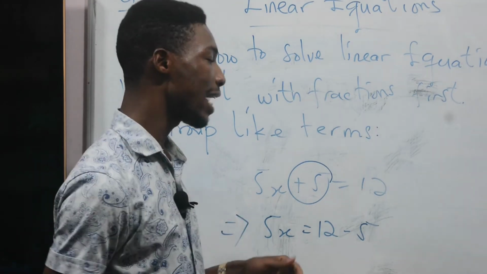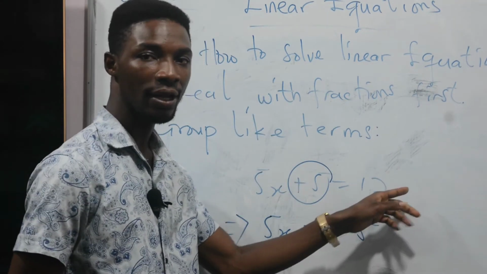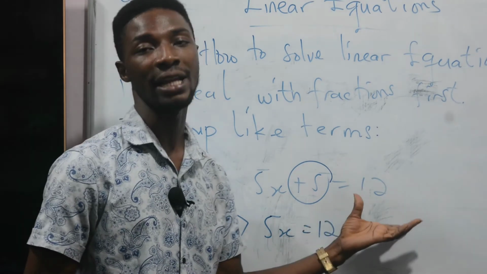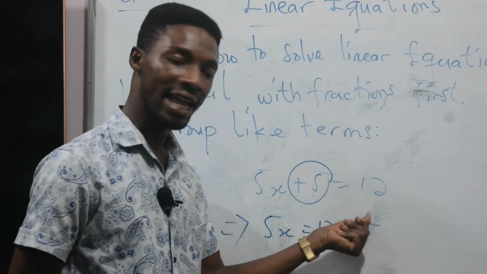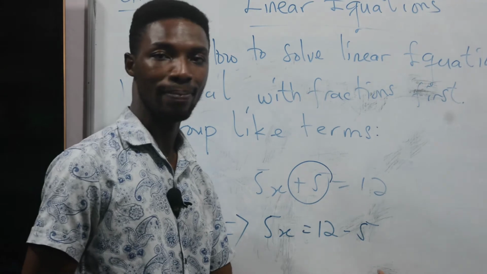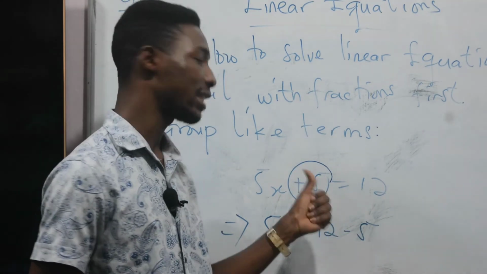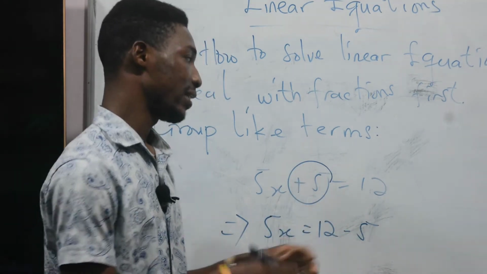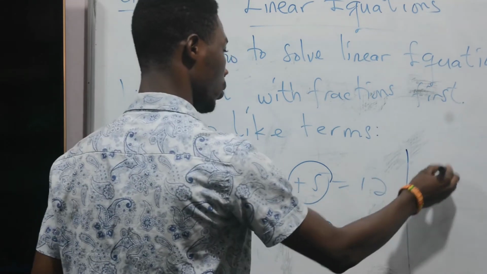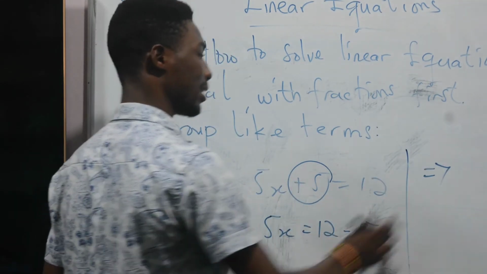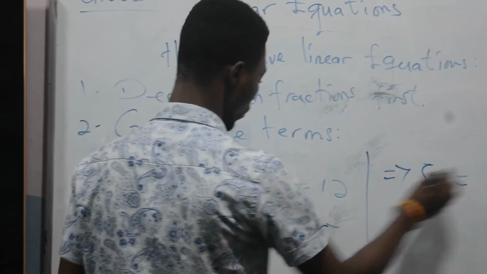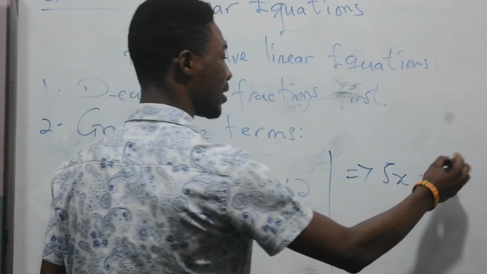Always, you must make sure that the term you are transferring will follow the term that was already there. 12 was already there, so 5 must follow it. But 5 is going to be negative because here it was adding. So I can then move on to simplify it. I have 5x being equal to 12 minus 5 is 7.